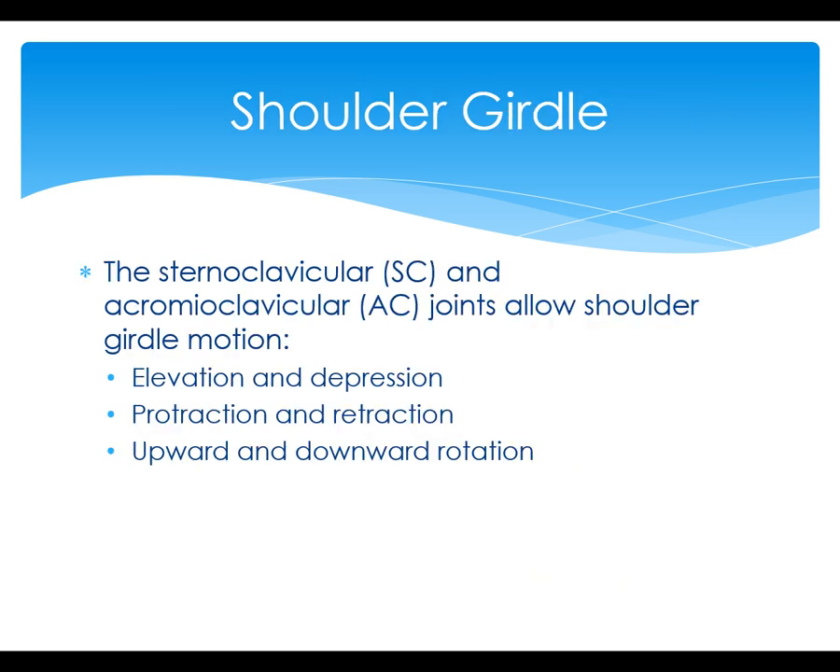The shoulder girdle is comprised of the sternoclavicular or SC and acromioclavicular or AC joints that allow shoulder girdle motion. These motions include elevation, depression, protraction, retraction, and upward and downward rotation.